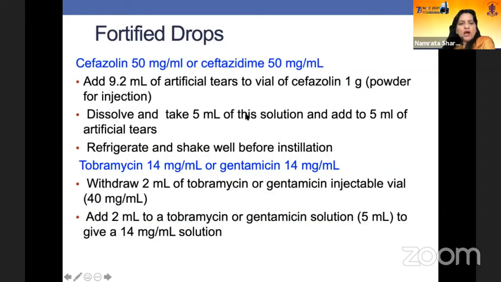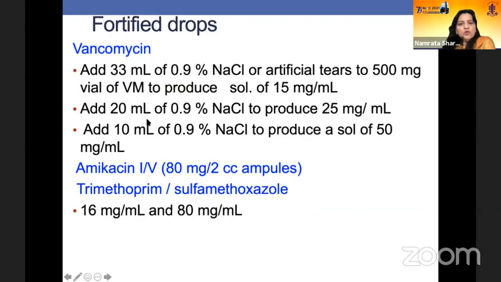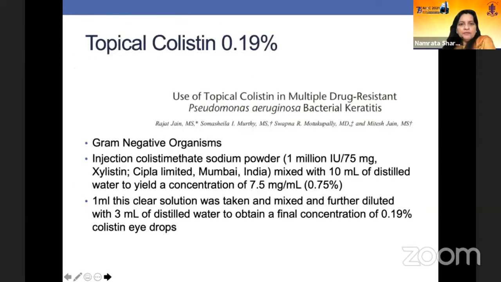So this is just to show how we prepare cefazolin and how we prepare tobramycin for all those who want to understand how it is done, and the preparation of the vancomycin from the powder, and then amikacin is given directly from the intravenous injectable form which is available. And then for trimethoprim or sulfamethoxazole, we use 16 milligram per ml and 80 milligram per ml.